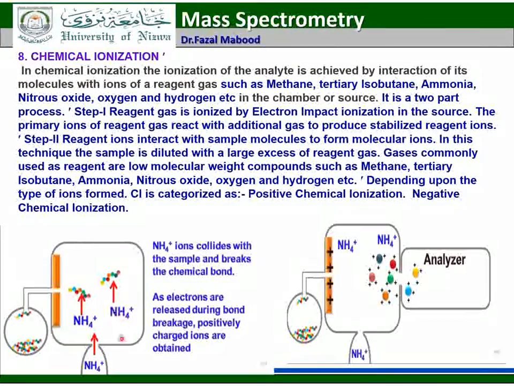Here you see these are the ions. Here you see this is the sample, the analyte. When the analyte reaches here, the reagent gas such as methane or ammonia interacts with the analyte. In this diagram, when it interacts with the reagent gas, what does it convert into? It converts into ions, and the ions are attracted toward the analyzer.